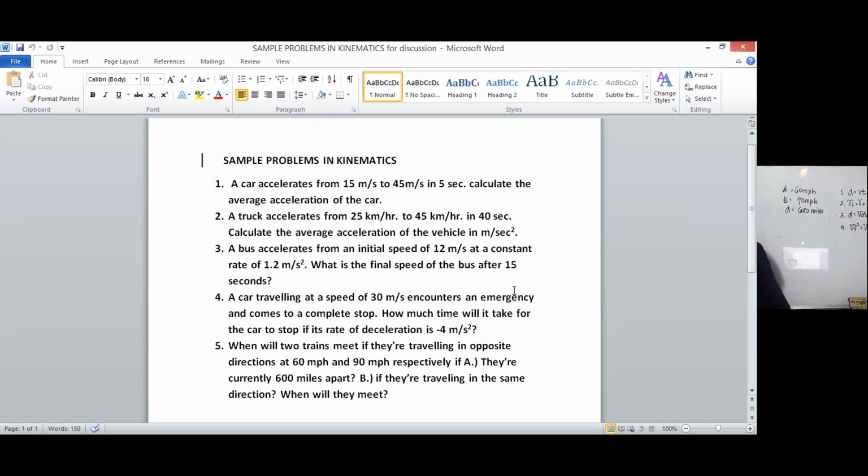First is opposite direction. The next is on the same direction. So the question is, when will they meet? We're looking for the time. So this is given. This is required.